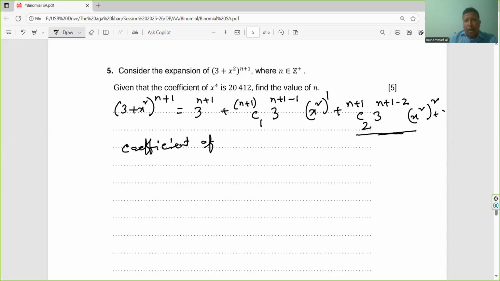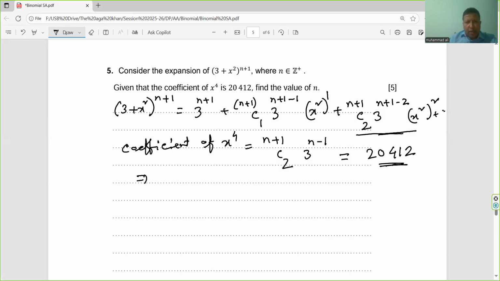So the coefficient of x to the 4 is here, (n+1)C2, 3 to the power n − 1. (x²) squared means x to the power 4. So this part is the coefficient of x to the power 4, and it equals 20,412.